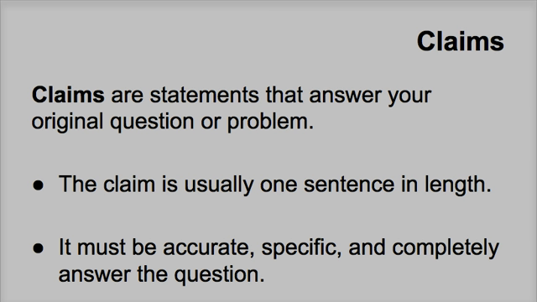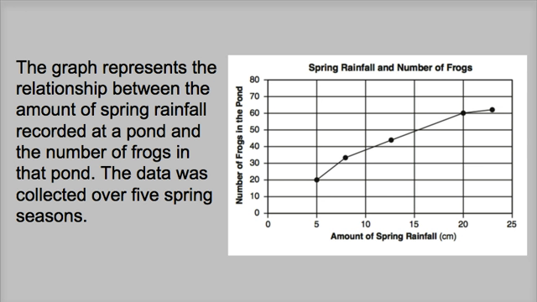Now, claim. Claims are statements that answer your original question or problem. The claim is usually one sentence in length, and it must be accurate, specific, and completely answer the question. So completely answering the question is important. Try not to answer your claim with a yes or no answer. Some of you may argue that, well, it's a sentence, and so it should be good, but it has to completely answer a question. So we're going to do an example today together in this video.